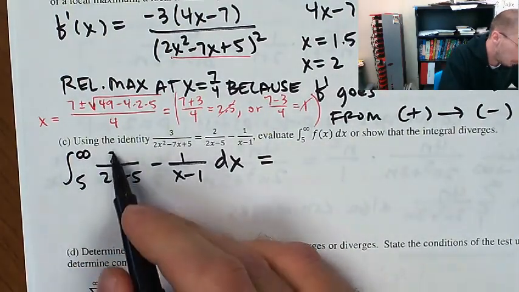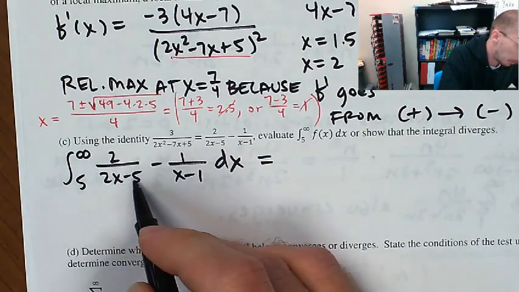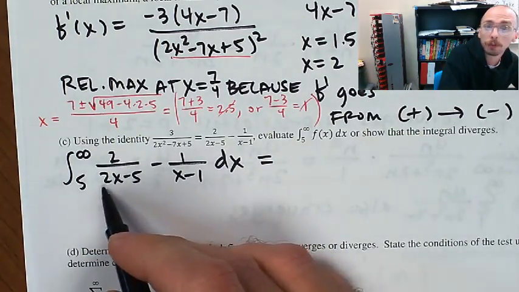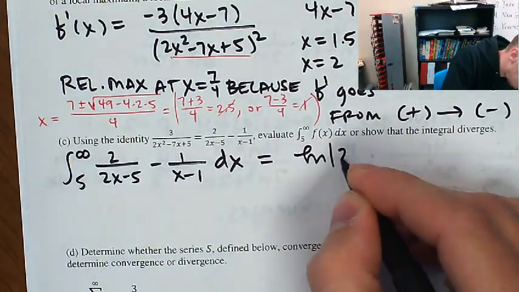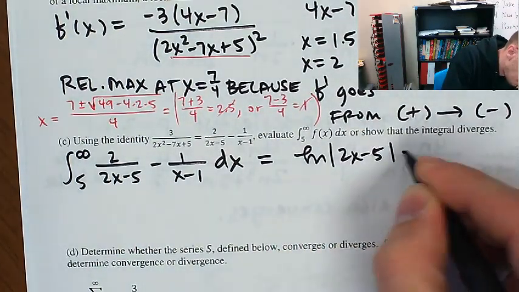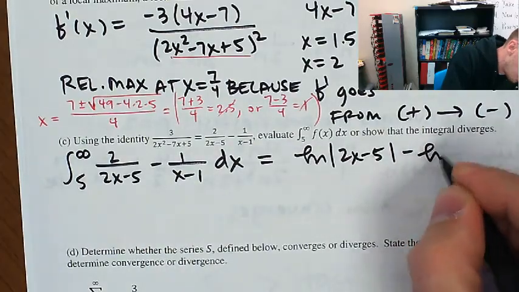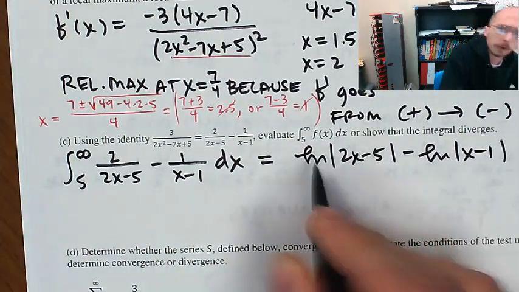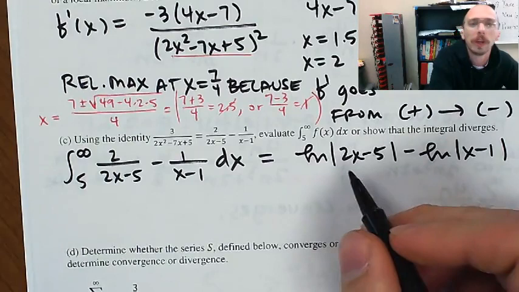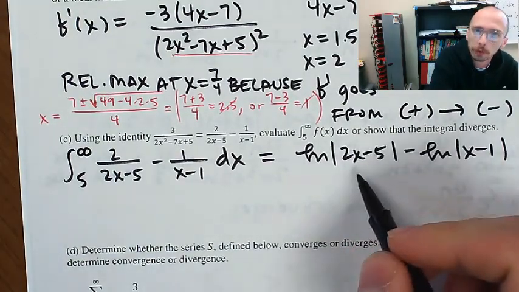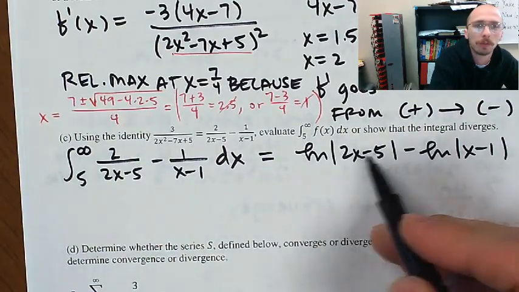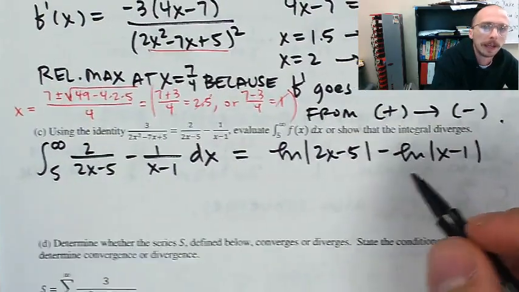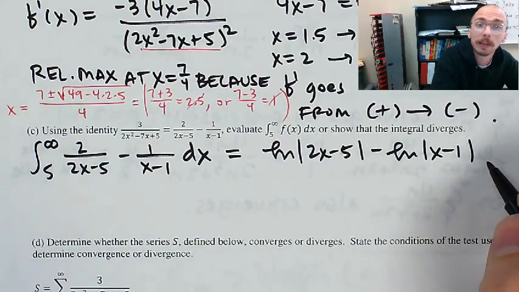Alright, so I'm going to need an antiderivative. That would be 2 log of the absolute value of 2x minus 5, but I'm going to have to divide by that 2 for the chain rule, so log the absolute value of 2x minus 5 minus 1 log of the absolute value of x minus 1. And if you're like, wait a second, where'd that 2 go? Take the derivative of this, right? You have 1 over 2x minus 5 times 2 for the chain rule. So the 2 is already ready to go from here. Okay? And then I'm going to let this run from 5 to infinity.